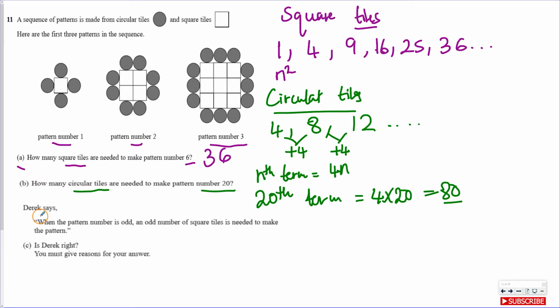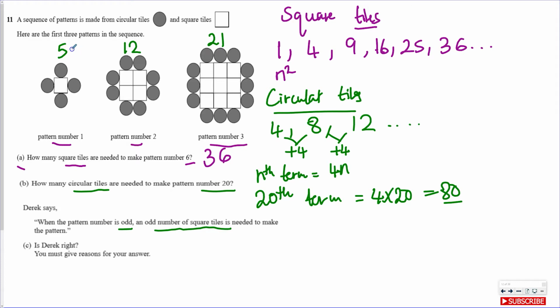And now we're told, Derek says when the pattern number is odd, an odd number of square tiles is needed to make the pattern. Is Derek right? You must give reasons for your answer. So when the pattern is odd, let's have a look. For the first one, we've got 5. This whole pattern now we're talking about, not just squares and circles. The next one, we got 8 plus 4 is 12. And the next one, pattern number 3, we've got 12 plus 9, which is 21.